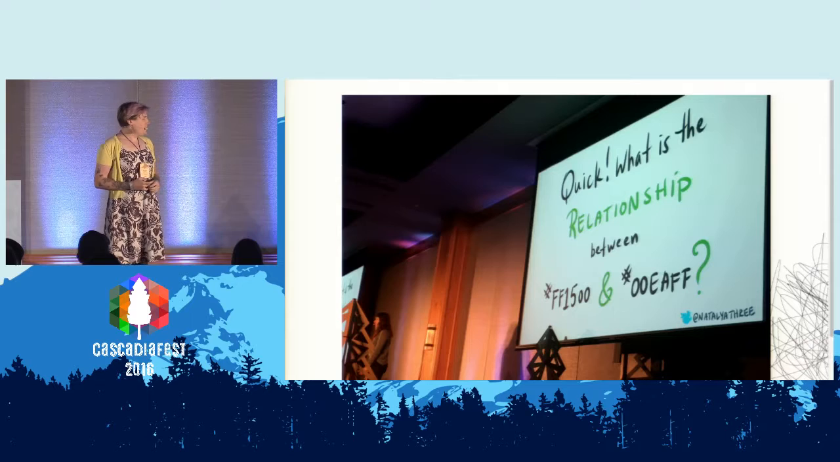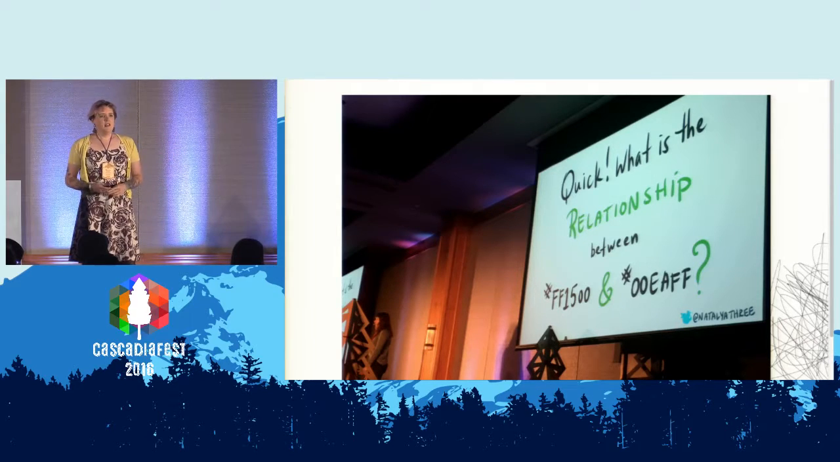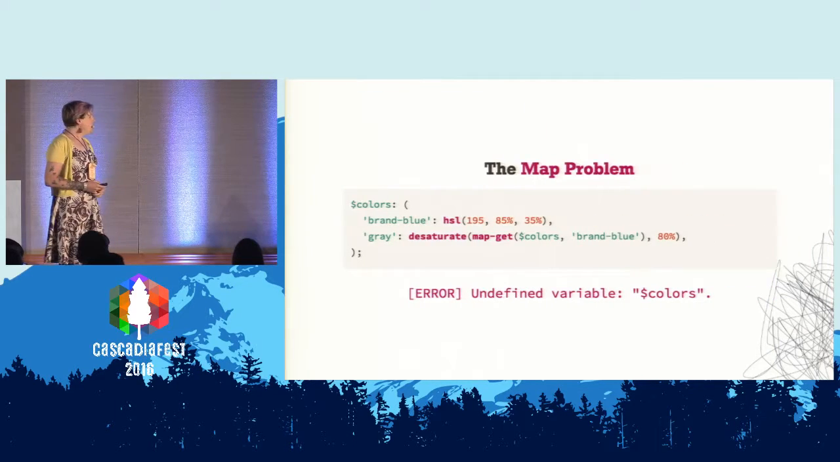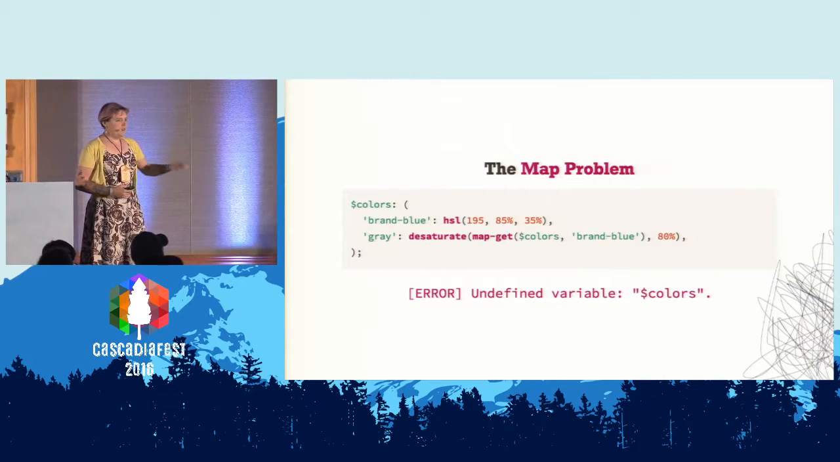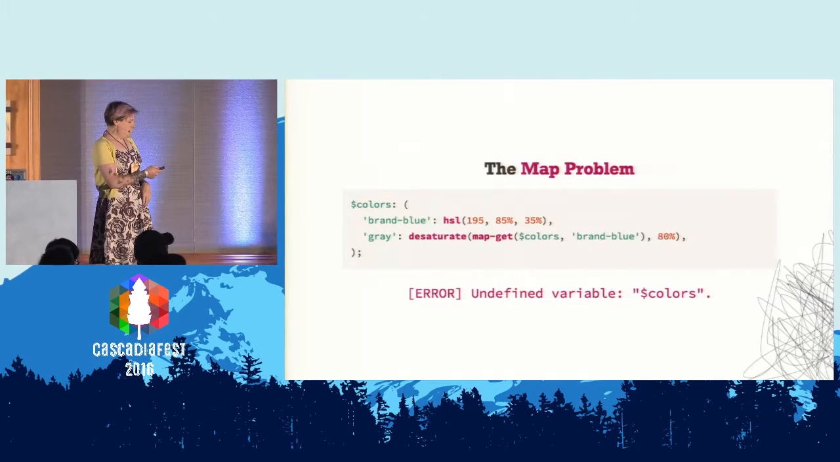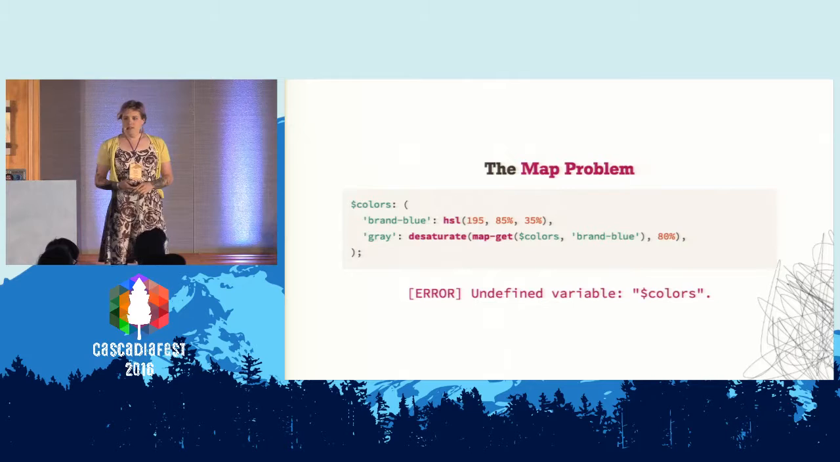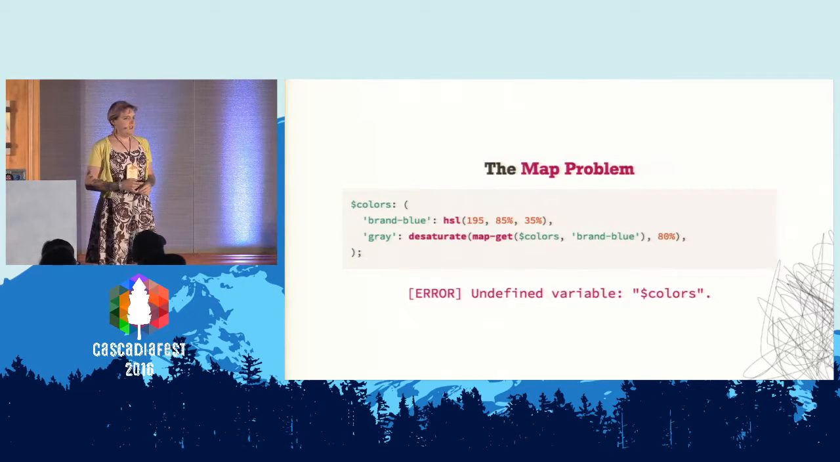So quick, what's the relationship between these two colors? We want to show that as well. But there's a problem with maps, which is if I'm trying to desaturate this color 80%, I can't do that. Because at the point where I'm trying to manipulate the color, it doesn't exist yet. That variable hasn't been fully defined.